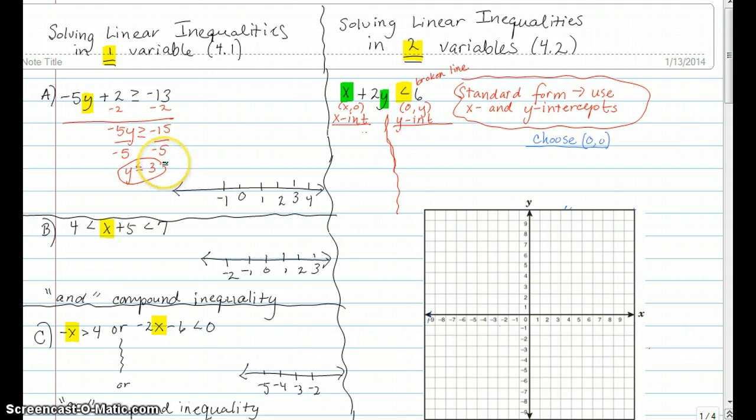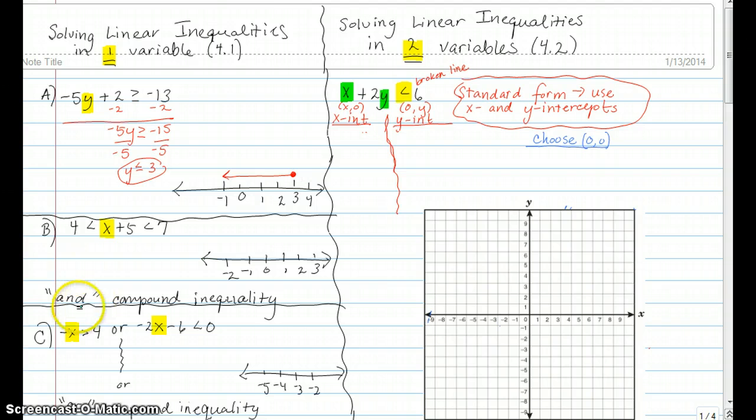There's your solution. Now if you want to graph it, it's going to be a closed point above 3. Any values that are solutions will be less than 3. So we're going to go to the left here to all the values less than 3. Checking it. 0 is less than 3, so 0 is less than or equal to 3. That's true, so we've graphed it correctly.